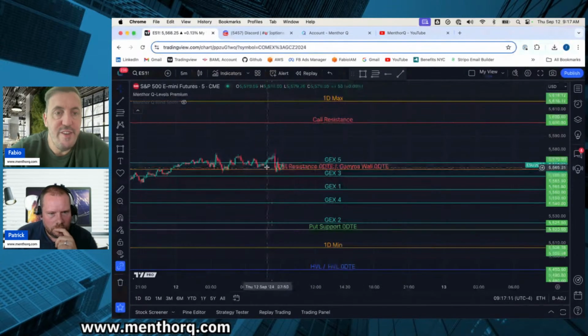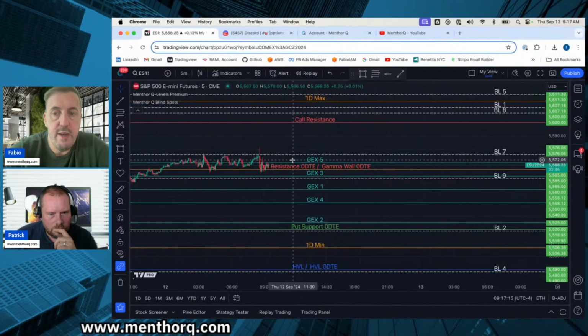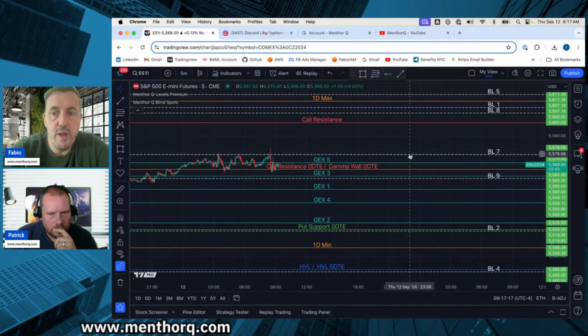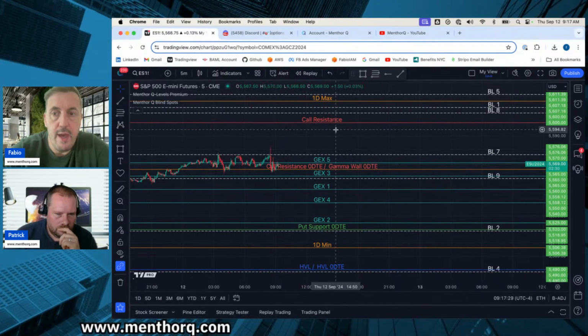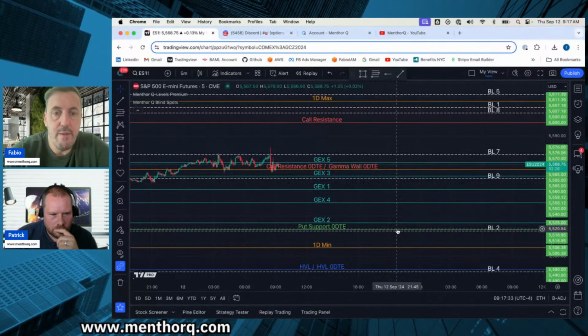We have our levels here, but we can also add our blind spots. So here with our blind spot indicator, those are posted in the Discord. You can add those here. And as you can see, we had the big rejection of the BL7 here this morning at about 8:30. And then we still have our 1-day max, 1-day minimum, our JAX levels here.